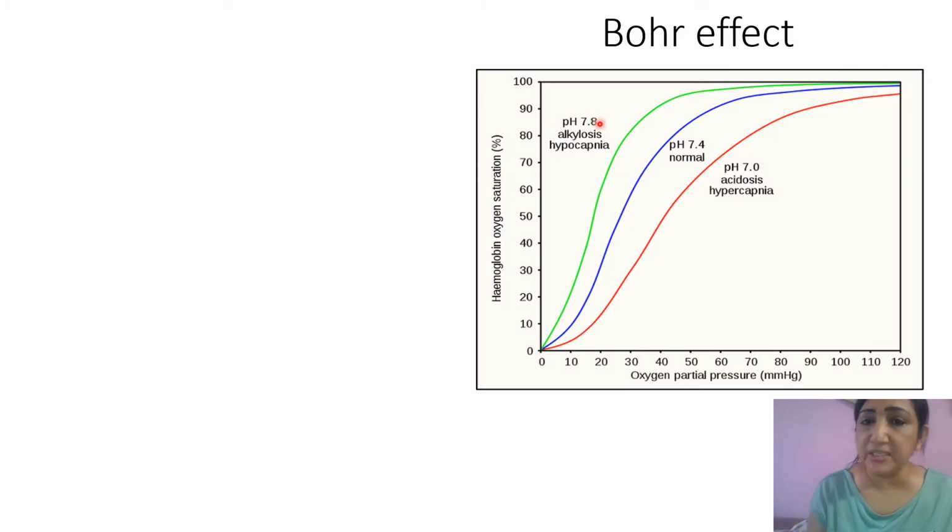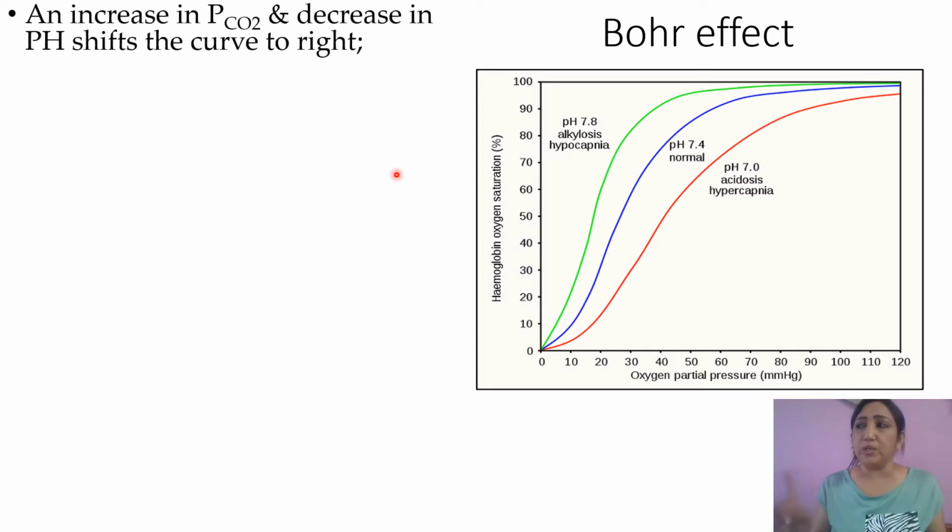pH has been increased. It's called alkalosis and hypocapnia. So what is the Bohr effect? An increase in PCO2 and a decrease in pH shift the curve to the right, which is called the Bohr effect. When pH is decreased, from 7.4 to 7, it causes acidosis, and the dissociation curve shifts towards the right side. This is called the Bohr effect.